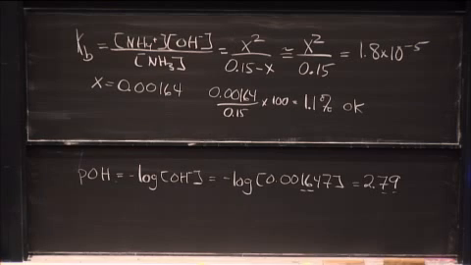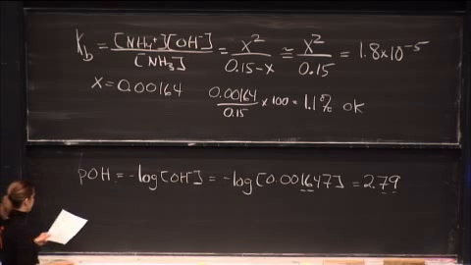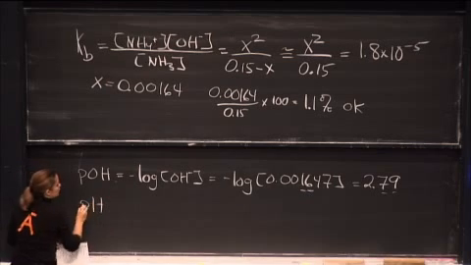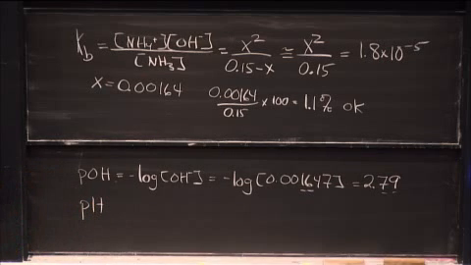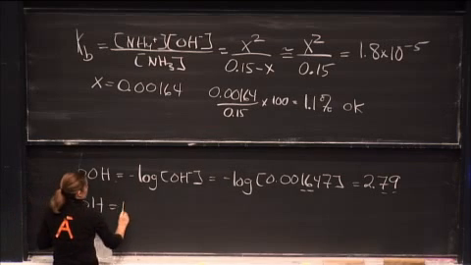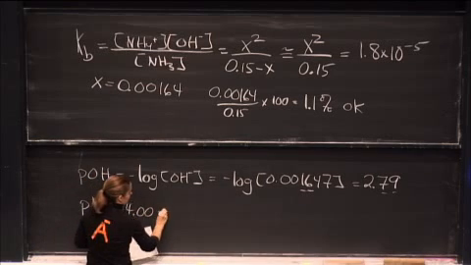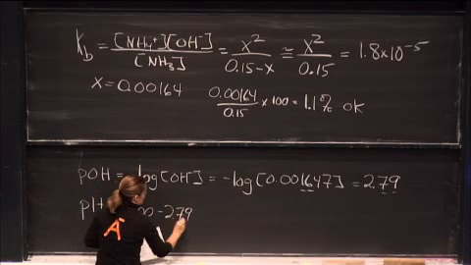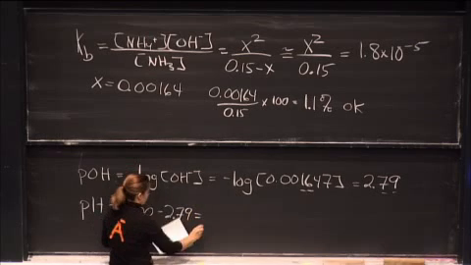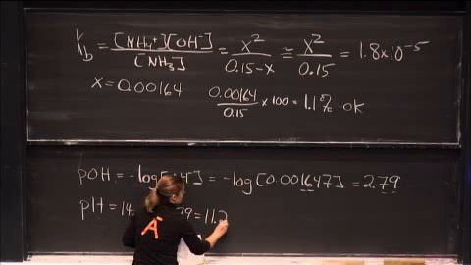I've calculated pOH, and the problem wanted pH. So how do I go from pOH to pH? 14 minus. Yep. So 14.00 at room temperature minus 2.79 is going to be equal to 11.21.